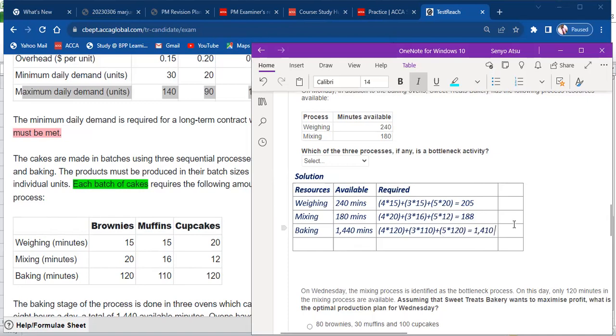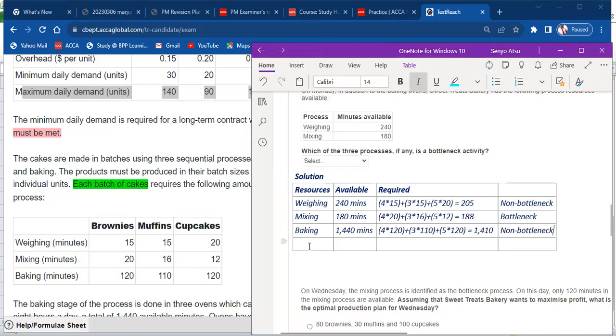Which of the resources is our bottleneck? I guess mixing is the bottleneck. To produce maximum demand, you need 188 minutes, but you got only 180 minutes. So mixing is a bottleneck. Weighing is a non-bottleneck because we have available 240 when we need only 205. Baking is a non-bottleneck because we have available 1440 when we need only 1410.